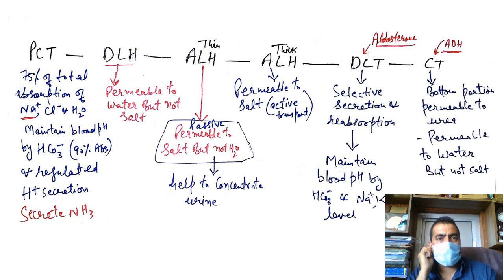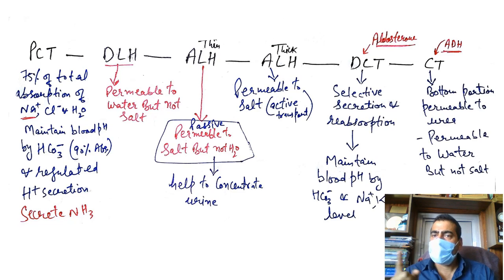Then we have the descending loop of Henle, which is permeable to water but not salt. It cannot transport salts across its membrane; it is only permeable to water. Then the thin ascending loop of Henle is passive, permeable to salt but not water. It helps to concentrate urine. And then we have the thick ascending loop of Henle, which is permeable to salt by active transport. The first one is passive and this one is active.